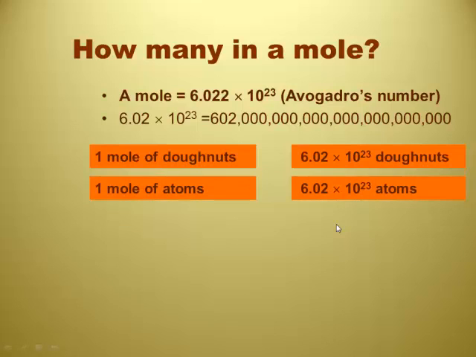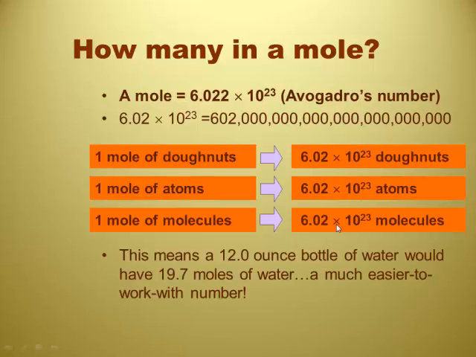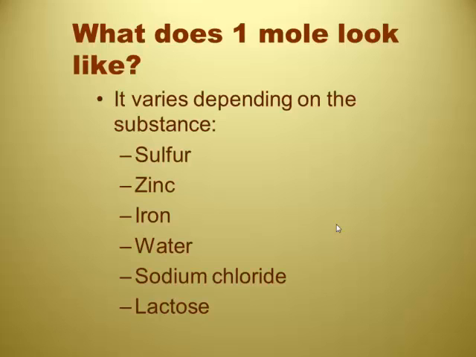All right. 1 mole of atoms would be 6.02 times 10 to the 23rd atoms. A mole of molecules would be 6.02 times 10 to the 23rd molecules. What this means is if we do the math, a 12-ounce bottle of water would have 19.7 moles of water in it. And that's a much nicer looking number than 9.89 times 10 to the 23rd. Yeah, a nice, aesthetically pleasing number. I'm impressed that you remember that number because I've completely forgotten it already. 19.7 is much easier.